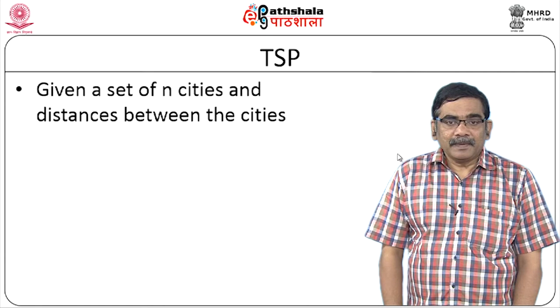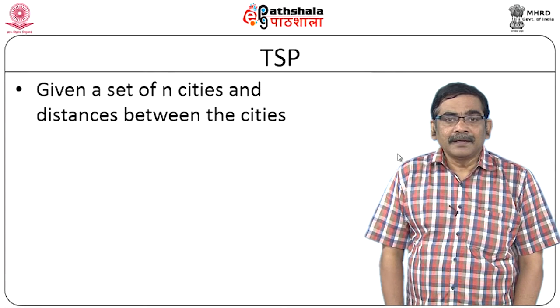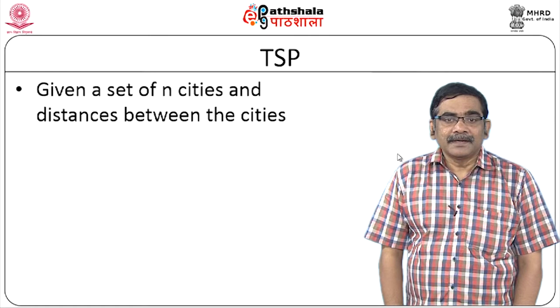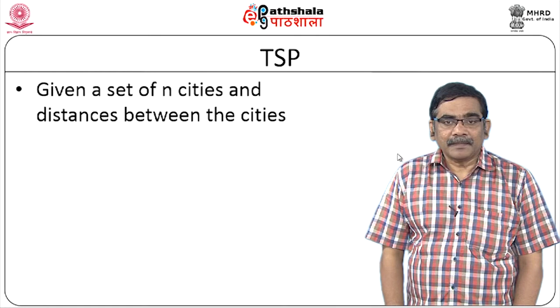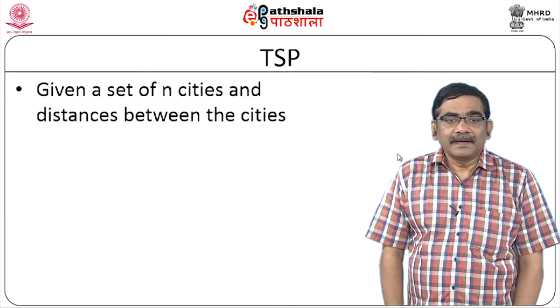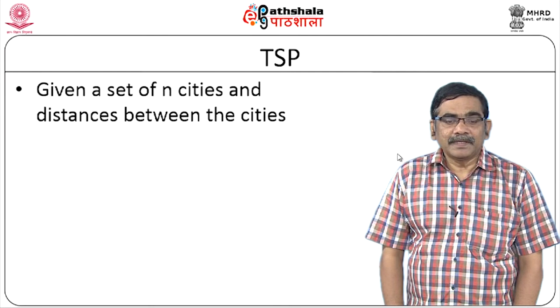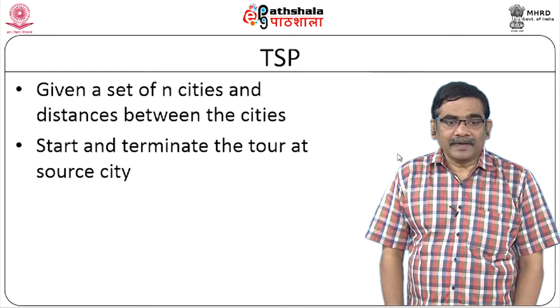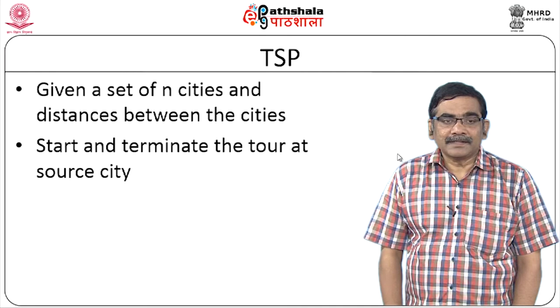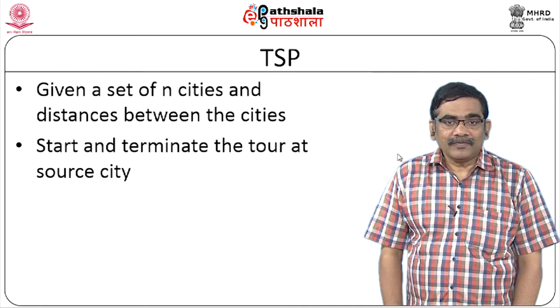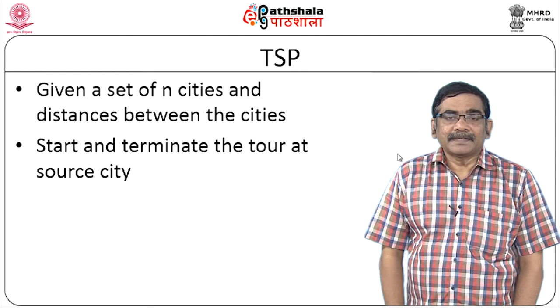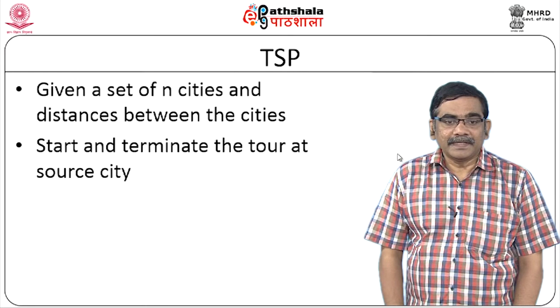In TSP, you have a salesman, you are given n cities and you are given the distances between the various cities. You can imagine something like a map where you have n cities and the distances between the various cities are given. You can model this as a directed graph, where the edge weights represent the various distances between the cities.